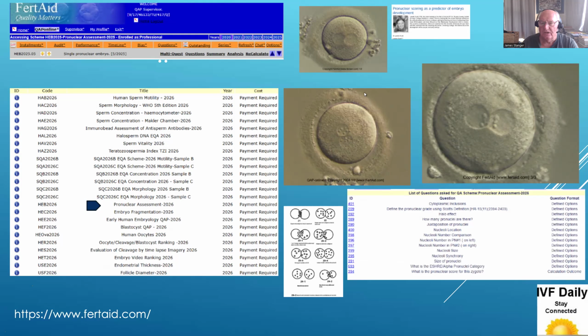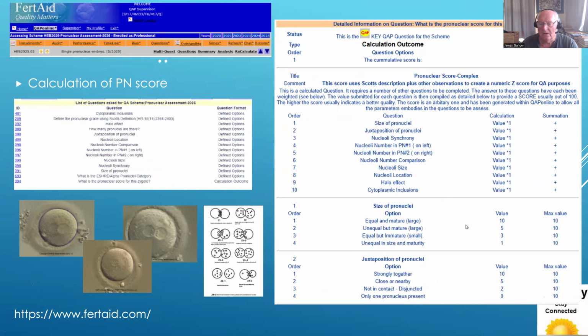Basically, I take a scheme, and for the pronucleus scheme, I'm using Lynn Scott's. I'd like to acknowledge Lynn Scott's contribution to that, even though she passed away some years ago. She spent a lot of time at the pronucleus stage with considerable insight, and developed a scoring system, Z1 to Z4 or 5, based upon how the pronuclei appear at 17 hours post-HCG. So you can have a whole series of questions: cytoplasmic inclusions using Scott's definition, is there a halo, how many pronuclei are there, juxtaposition of pronuclei, et cetera. They each have a series of options, which Lynn Scott described.